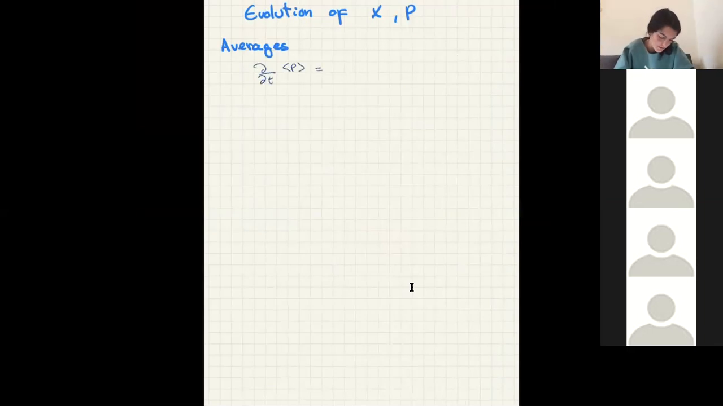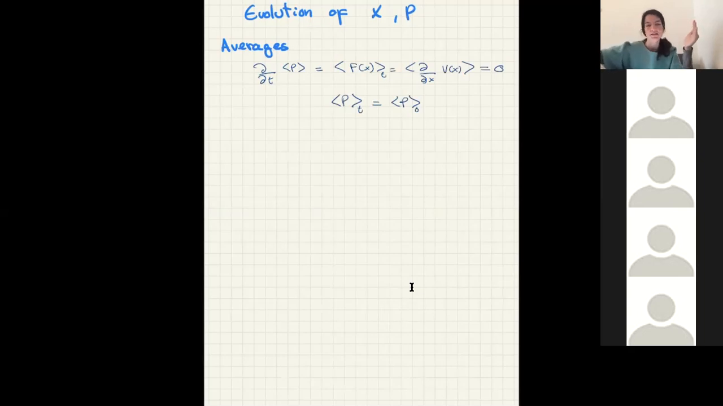Well, this was given by this, right, which was just ddx of p of x, but this is 0, which tells us that the momentum at some time t on average is just the initial momentum. Which makes sense if you think of it as a particle that is totally free, it only has kinetic energy, and in this case we have conservation of momentum. There's no other forces acting on it.